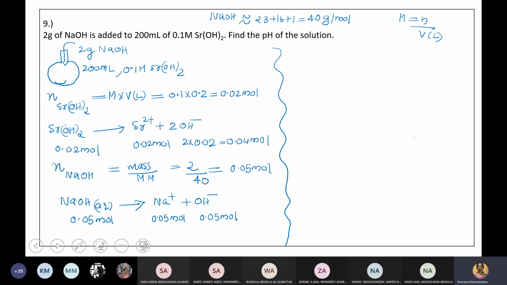So that means initially we had 0.04 mole of OH minus, that is from Sr(OH)2. Correct? Now we have 0.05 mole of OH minus. Correct? So I asked you to find pH. pH depends only on the OH minus. We don't care about Sr2 plus or NaOH.